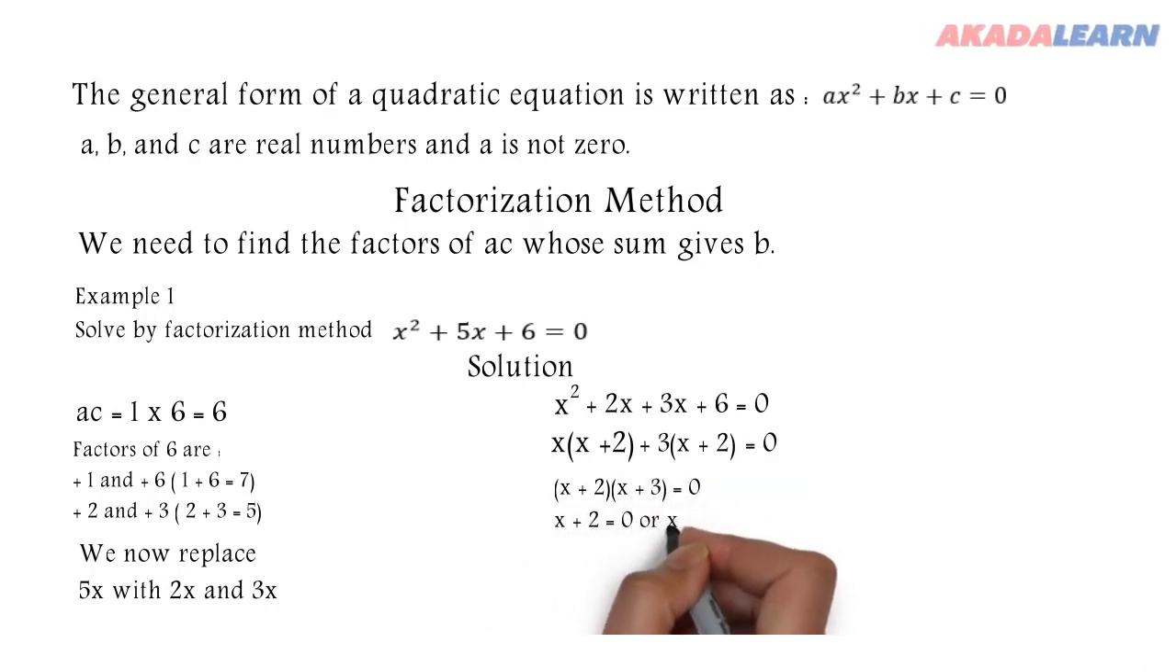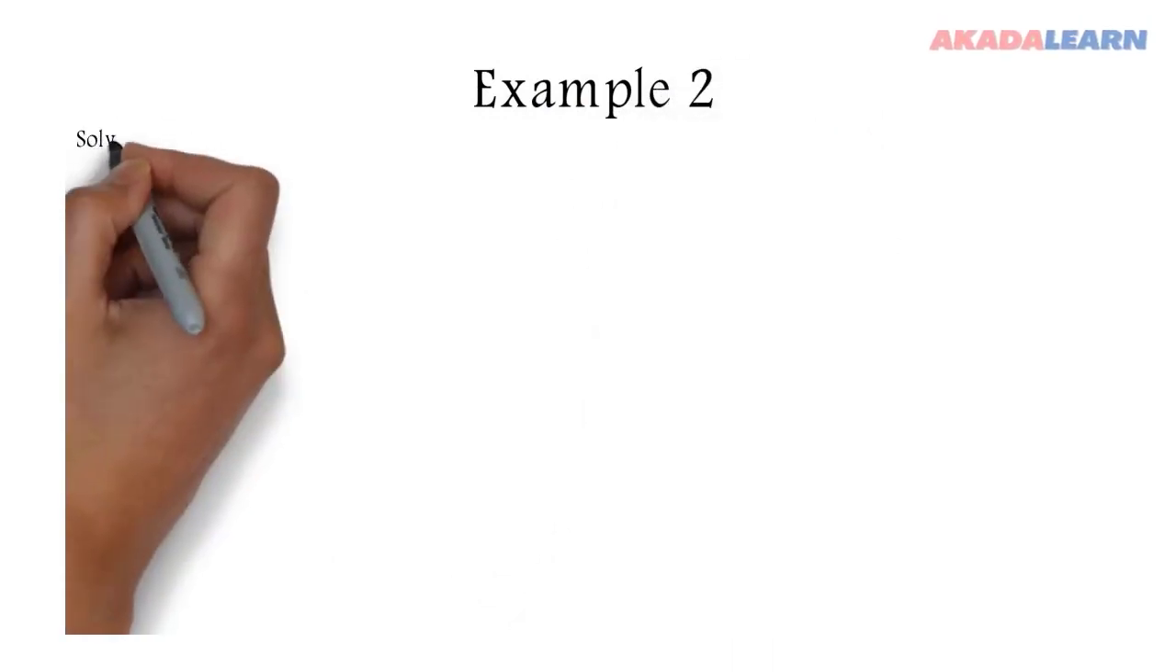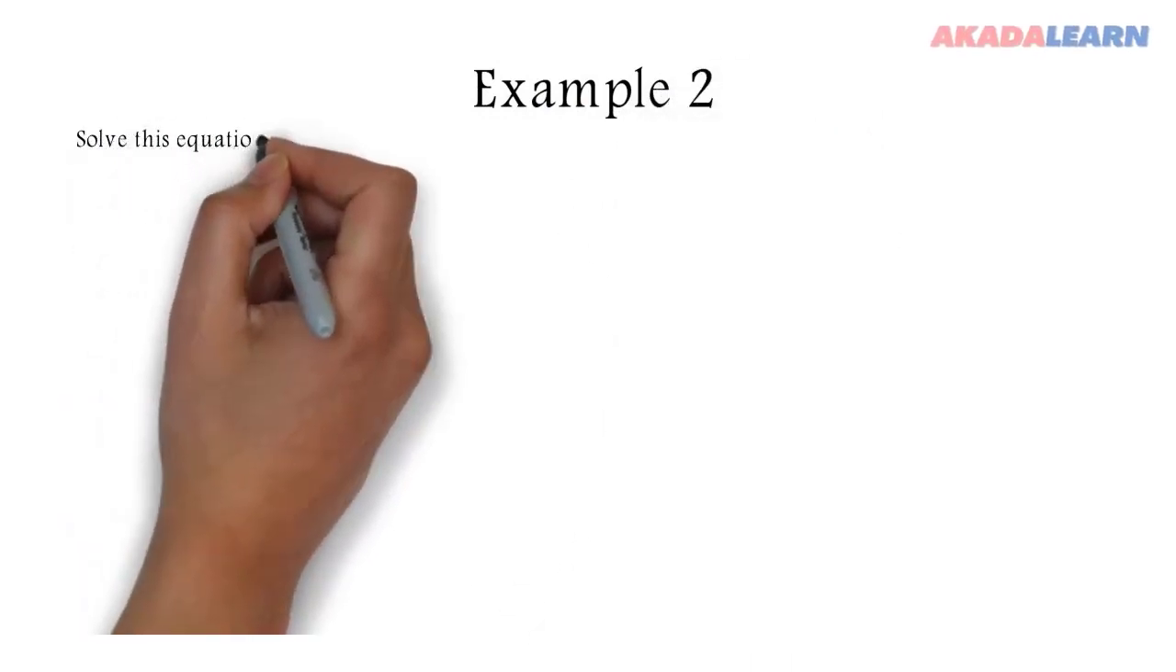So we'll bring them together, equal to 0. So x plus 2 equals 0, or x plus 3 equals 0. Subtract 2 from both sides, subtract 3 from both sides, and we'll get our x. Okay, so let's see another example so that we can understand this method better.